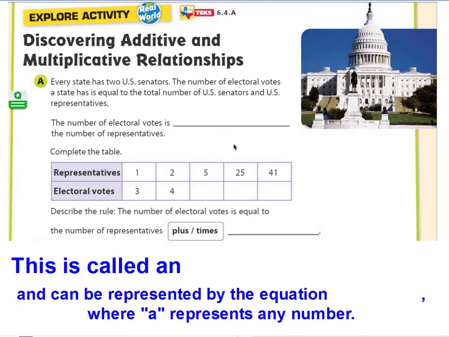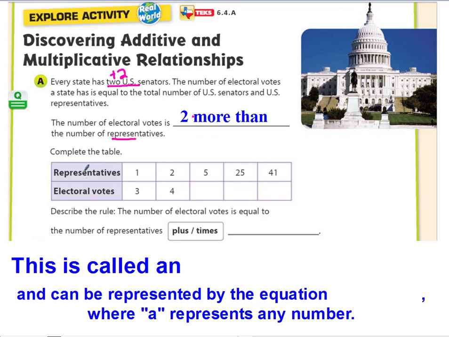Every state has 2 U.S. senators. The number of electoral votes a state has is equal to the total number of U.S. senators and U.S. representatives. So the number of electoral votes is, well, let's go back and look at the actual problem. Every state has 2 U.S. senators. So the number of electoral votes equals to that. So that means plus 2. So the number of votes is 2 more than the number of representatives. Now 2 more means plus 2.